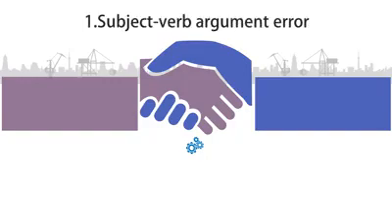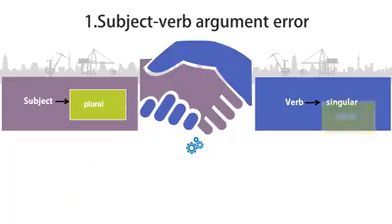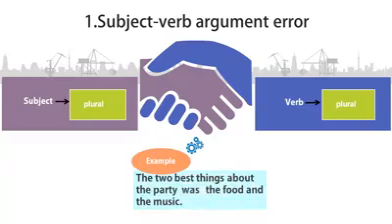The first topic is subject-verb agreement errors. If the subject of the sentence is singular, its verb must also be singular. And if the subject is plural, the verb must also be plural. Let's see the example. The two best things about the party was the food and the music. If you look at the subject, the two best things, the subject is plural, so the verb must be plural. Was is changed to were.